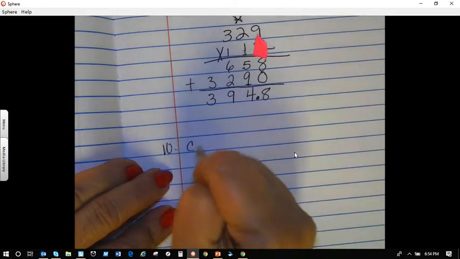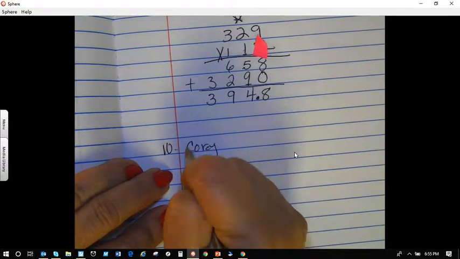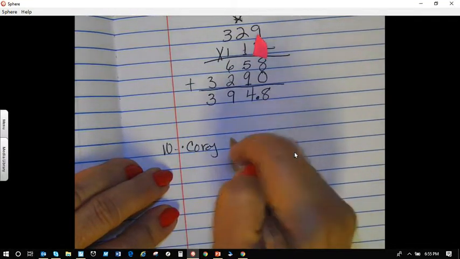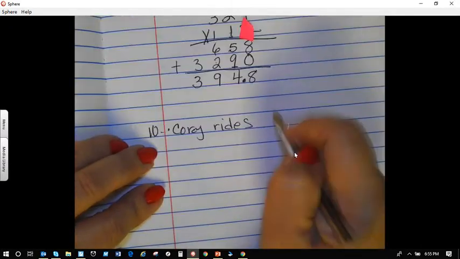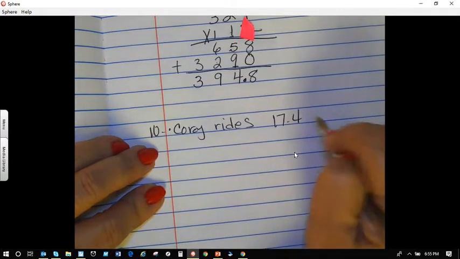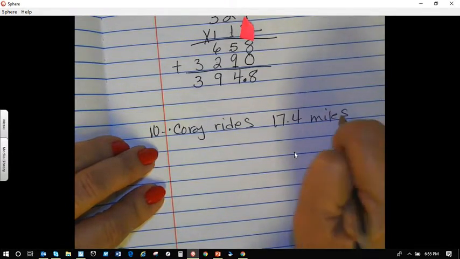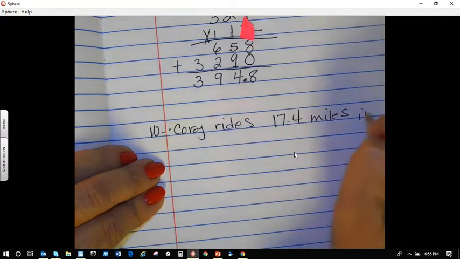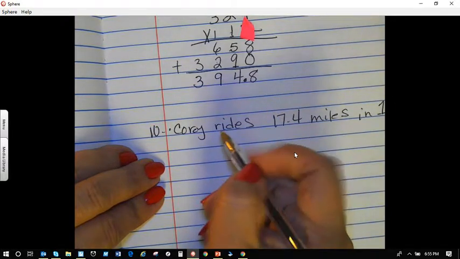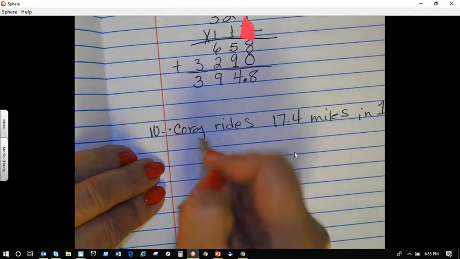And so I am looking at Corey and his bike. So we're at number 10. Corey with an E rides 17 and 4/10 miles in 1 hour. That's the abbreviation. If he rides this distance every day, how far will he ride in 11 days?